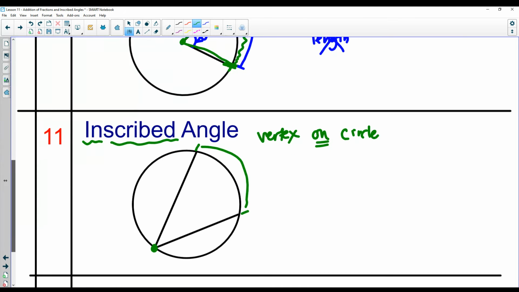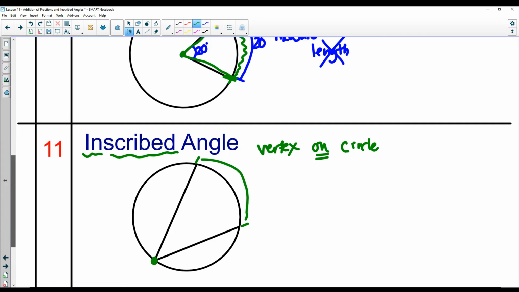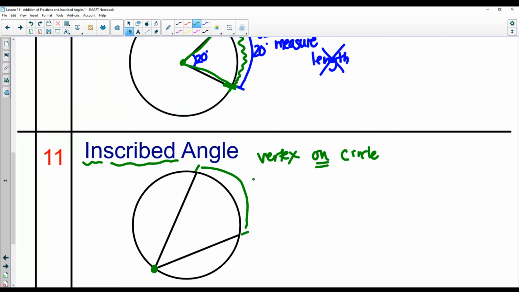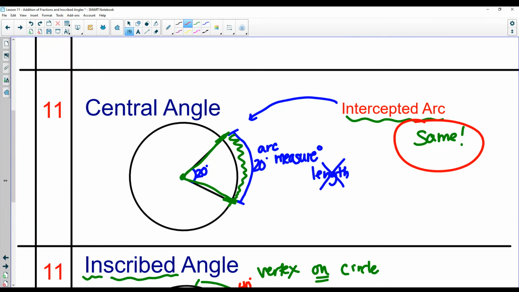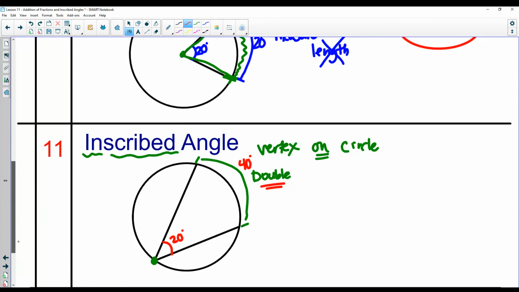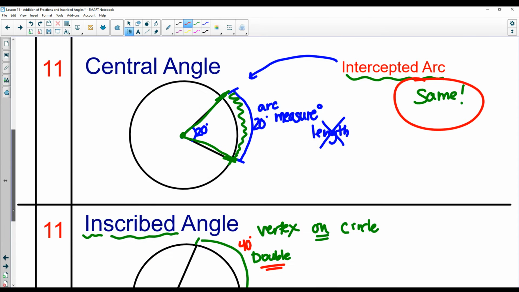The inscribed angle, the intercepted arc is double. Double the inscribed angle. Where's the angle? Here's the angle. Remember, the vertex is on the circle. So here's the angle. If this angle is 20 degrees, go ahead and double it. The intercepted arc measure would be 40. So central angle, same. Inscribed angle, double.